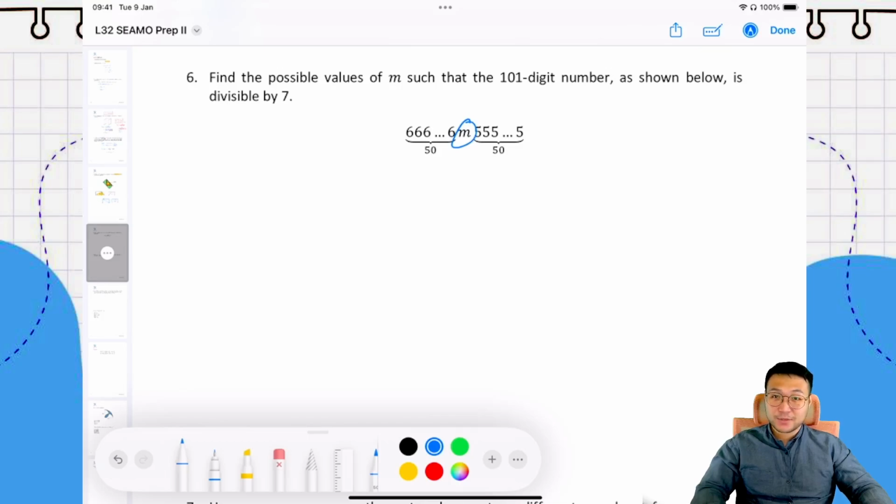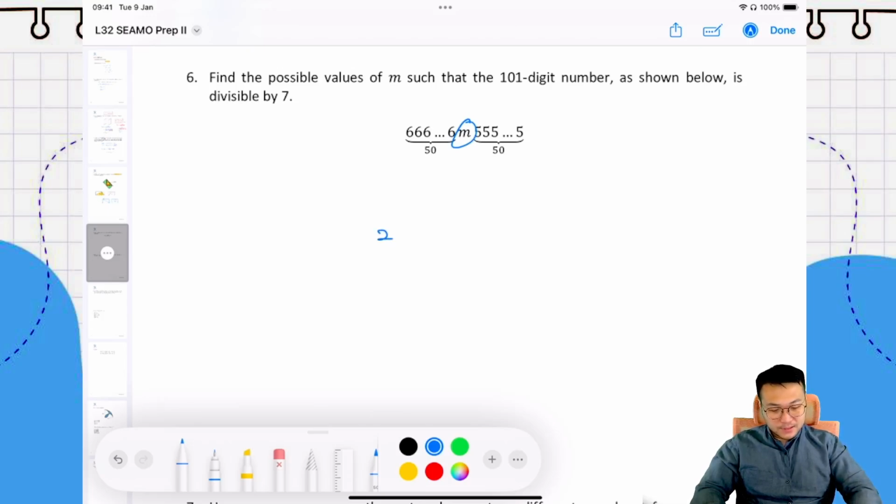Students, can anyone tell me what is the divisibility rule of 7? How do you tell if a number is divisible by 7? Anyone? Jingming, yes. You take the last digit, double it, then minus the rest of the number.